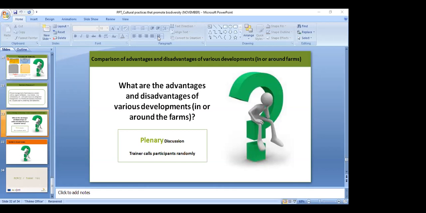Okay, David, if David can hear me, what do you think are the advantages or disadvantages of the various developments, all these things put together in and around the farm? Can you just mention one or two advantages or disadvantages, as the case may be, based on your experience?